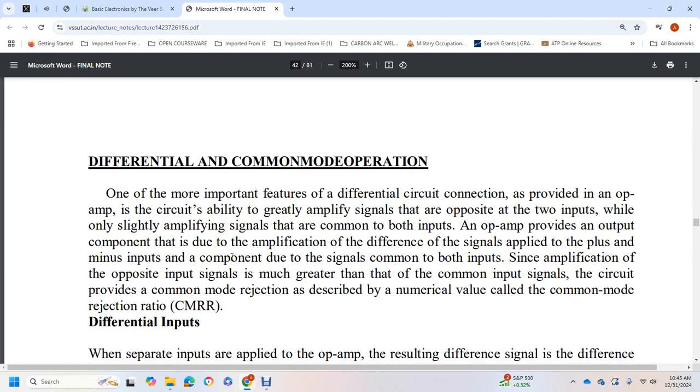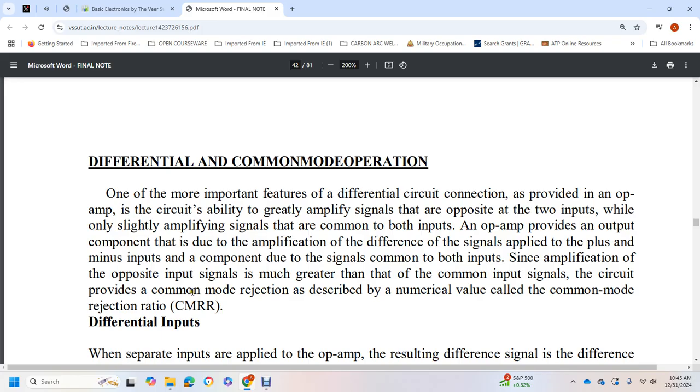Differential and common mode operation. One of the most important features of the differential circuit connection provided with the operational amp is the circuit's ability to greatly amplify signals that are opposite at the two inputs, while only slightly amplifying signals common to both inputs. An operational amp provides an output component due to amplification of the difference between the signals applied to the plus and minus inputs, and a component due to the signal common to both inputs. In some applications the opposite input signals are much greater than the common input signal. The circuit then provides a common mode rejection, described with a numerical value called the common mode rejection ratio, or CMRR.